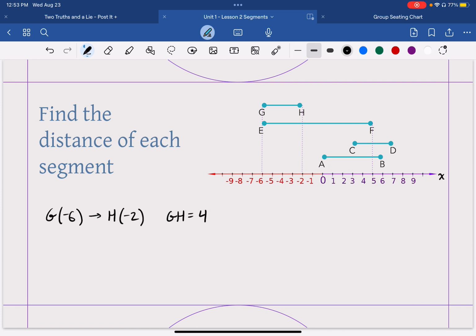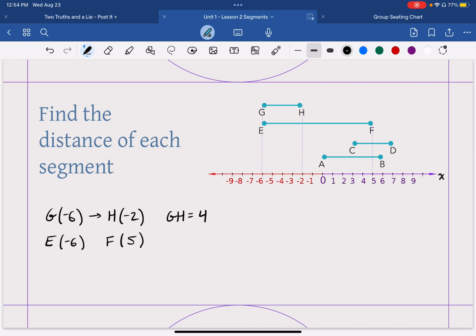Now, if we look at E and F, we have E, which is at, again, -6, and we are going to F, which falls on 5. Essentially, what we're asking is how far, if they're both on the same side of the 0 sign, how far apart are they? And then if they're on opposite sides of the 0, well, how far is one from the 0 and how far is the other from the 0? So once we combine those, that's it.